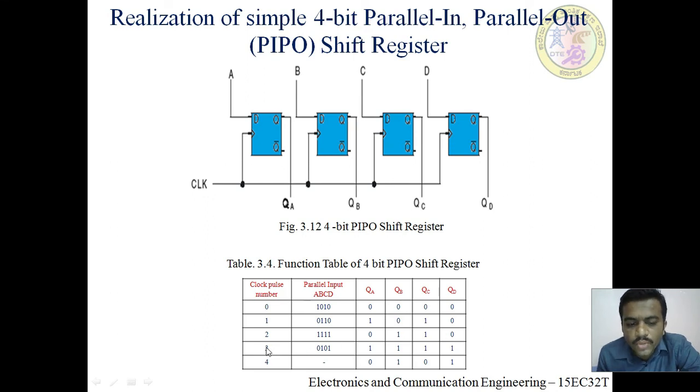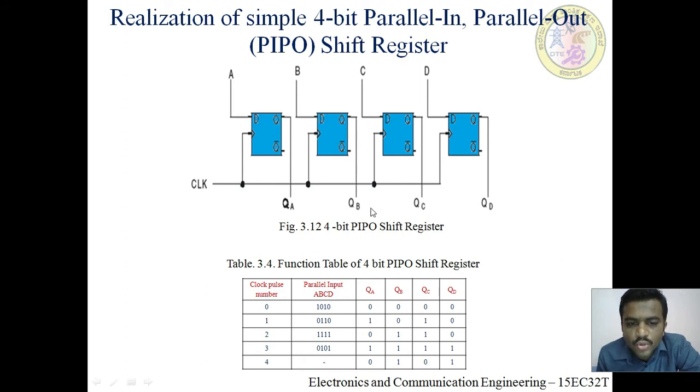Similarly, before applying the third clock pulse, assume that we have the 4-bit input binary value 1111. This value is applied on the input lines A, B, C, D. When the third clock pulse is applied, the values present on A, B, C, D will be shifted to the output lines QA, QB, QC and QD respectively.